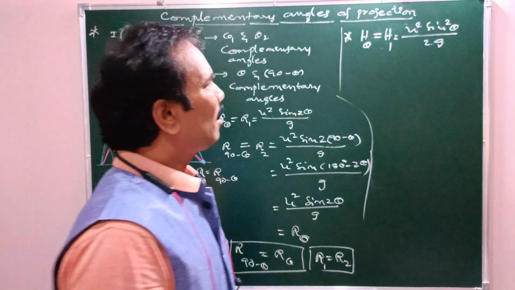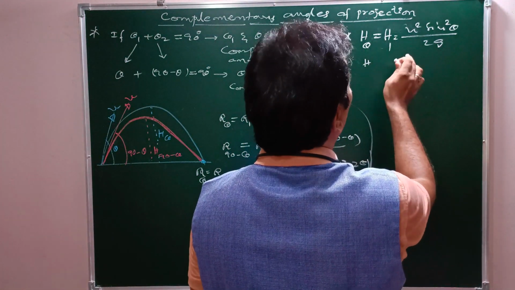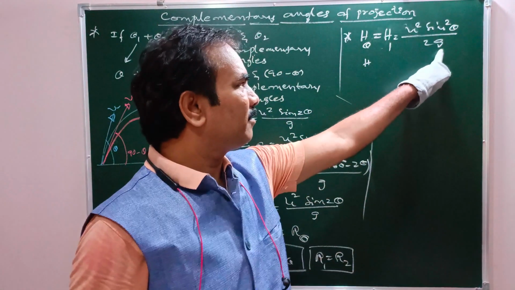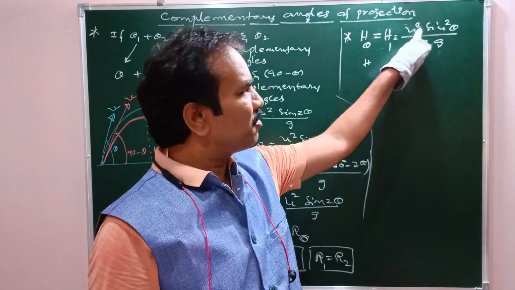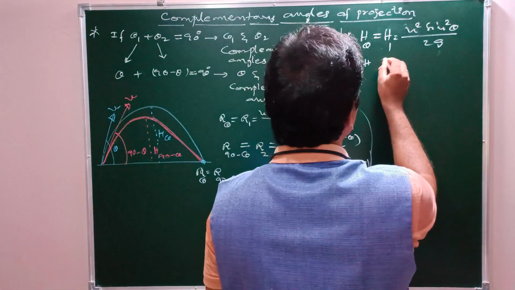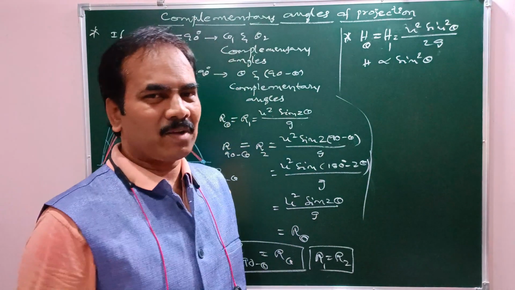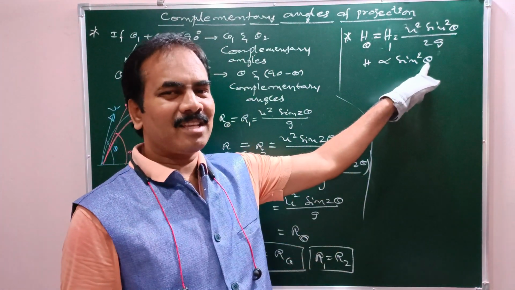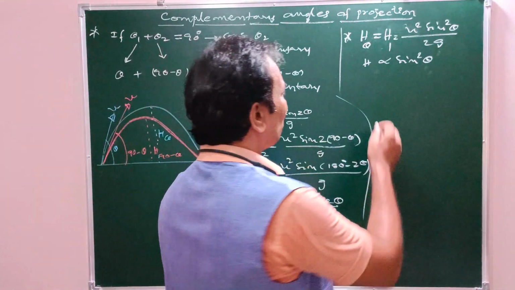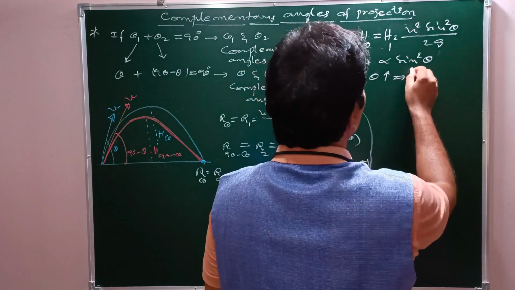Now see here, H equal to u square sin square theta by 2g. At a given place g is constant, and for a given speed of projection u is also constant. Therefore H is proportional to sin square theta. Here as theta increases, sin square theta increases, which implies H also increases.